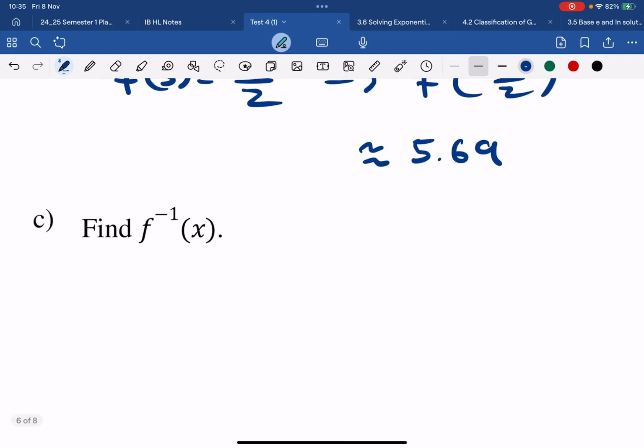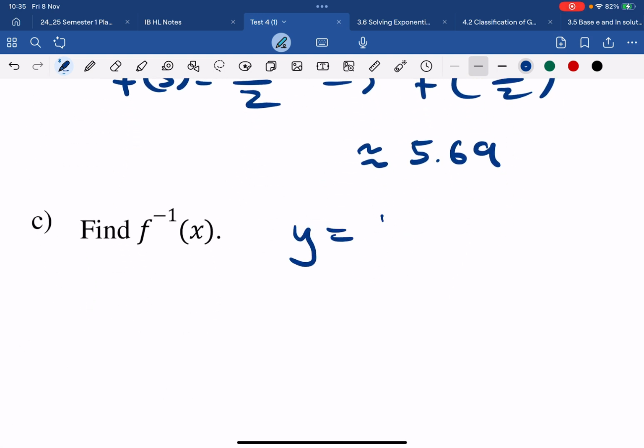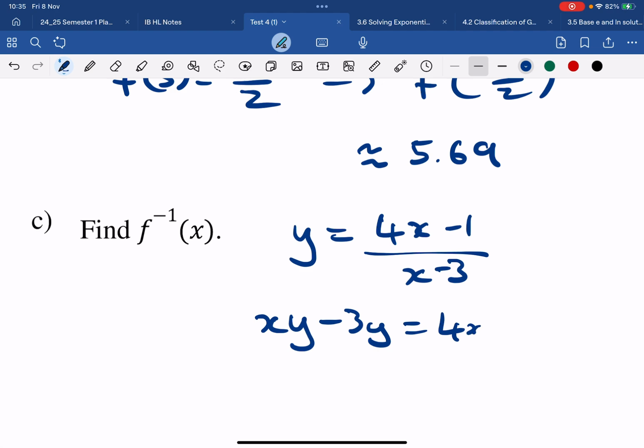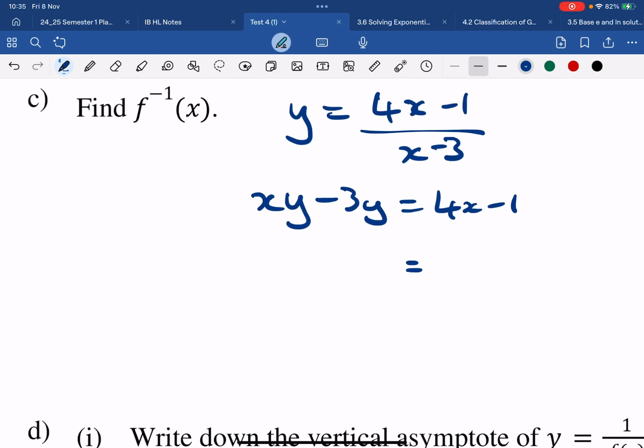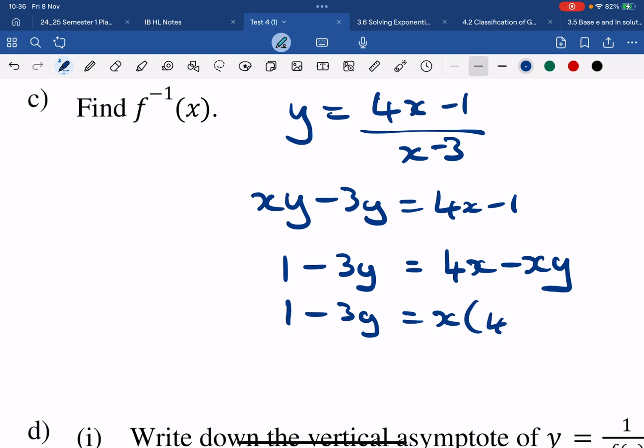Find the inverse. So y is equal to 4x minus 1 divided by x minus 3. We multiply out that fraction, so we have xy take away 3y equals 4x minus 1. We'll have all the x's on one side and anything without an x on the other side. We'll factorise, and now we've got x is equal to 1 minus 3y divided by 4 minus y.